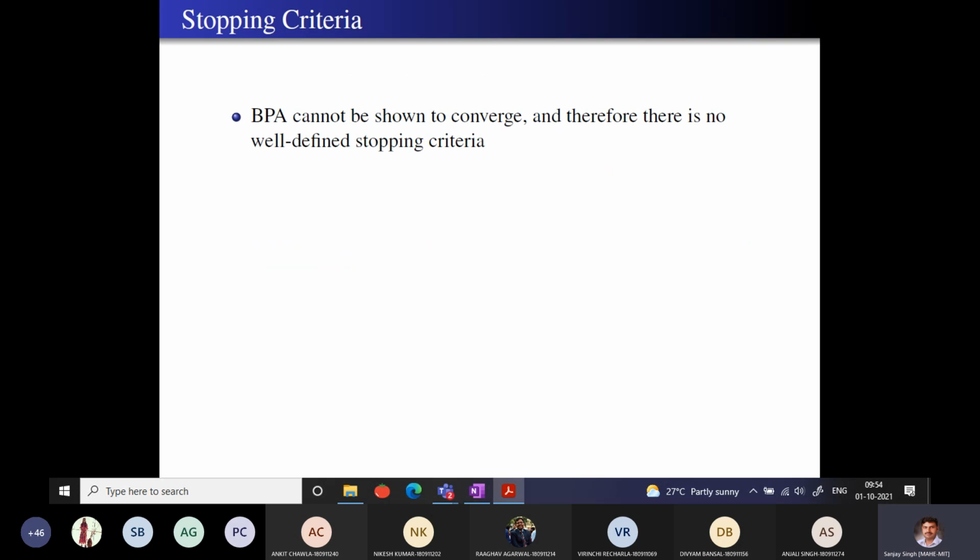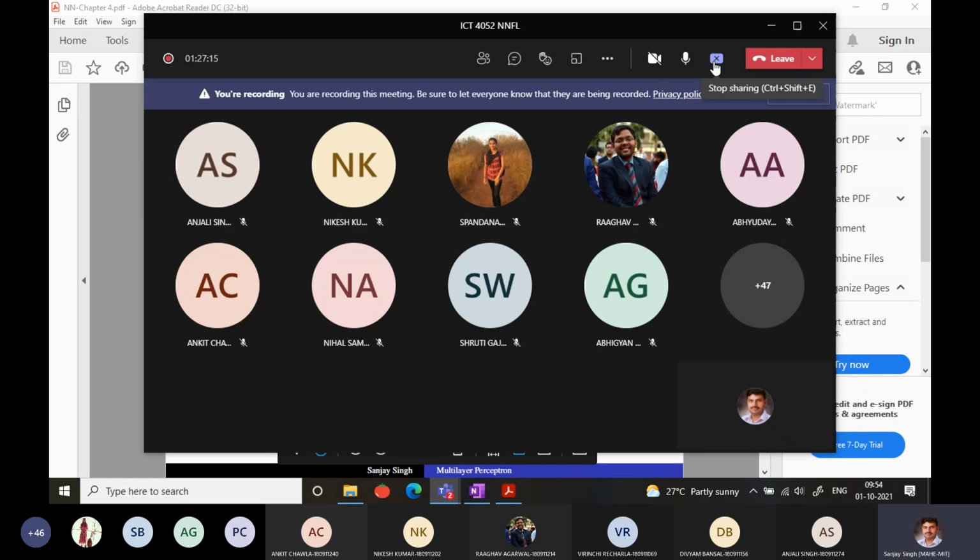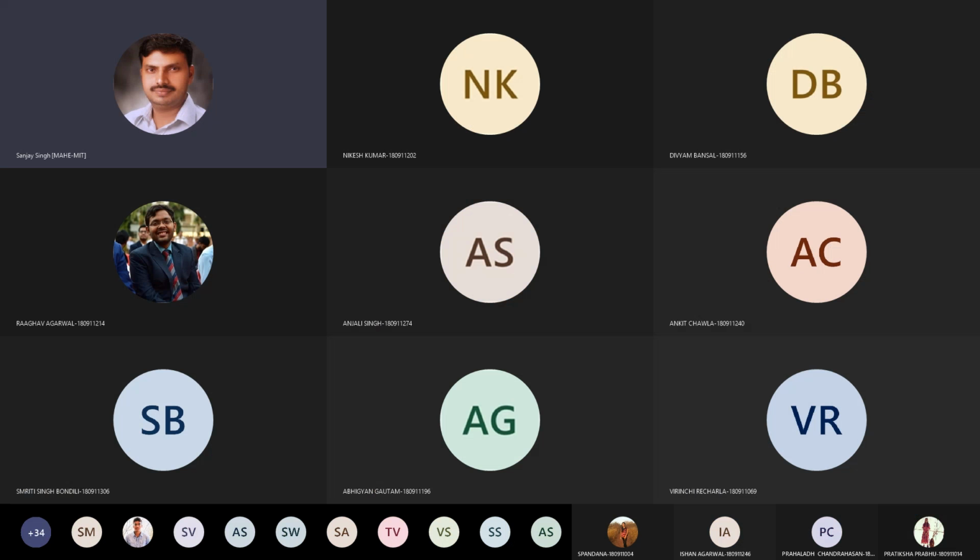Stopping criteria: BPA cannot be shown to converge, and therefore there's no well-defined stopping criteria as such. But okay, more on this I'll discuss tomorrow in the next class. We'll stop here itself because again I'll have to go for many other things to talk about. So we'll see.